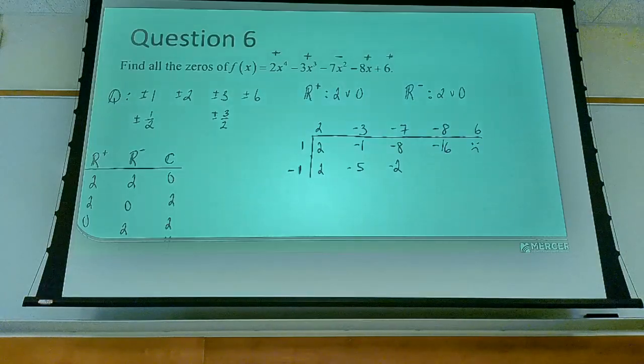So 2. This means I have to try 2 now. 4 minus 3 is 1, times 2 minus 7 is negative 5. That's negative 10. No, this isn't going to work.